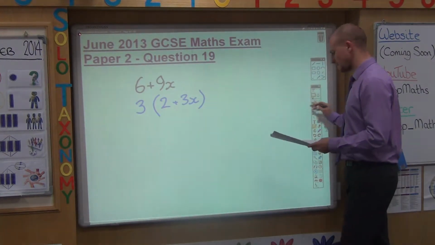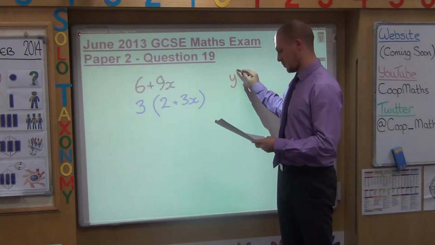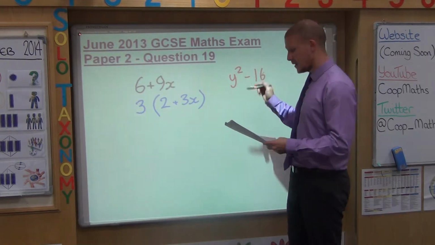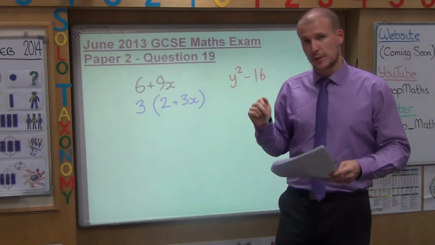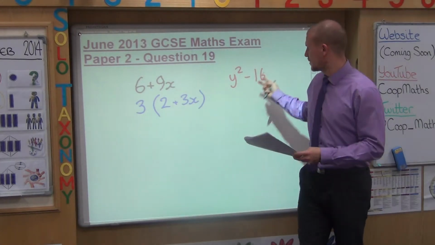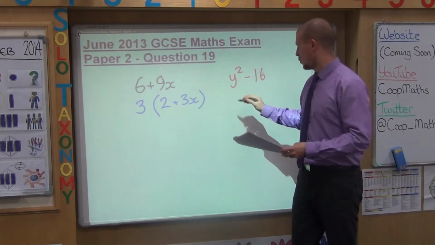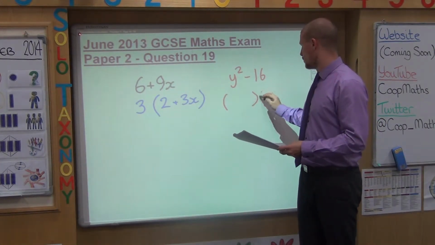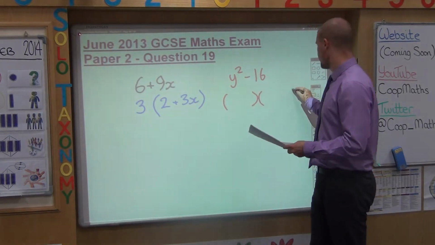Second one, y squared take away 16. There is no common factor that can be taken out of that. That is known as a difference of two squares, where there is no middle letter term.